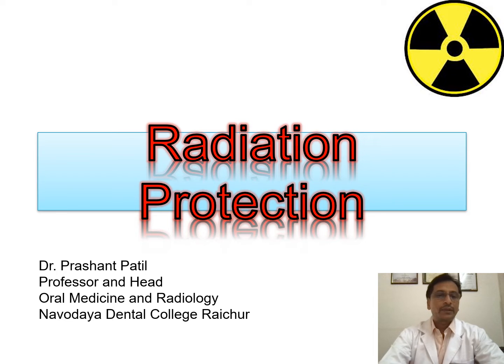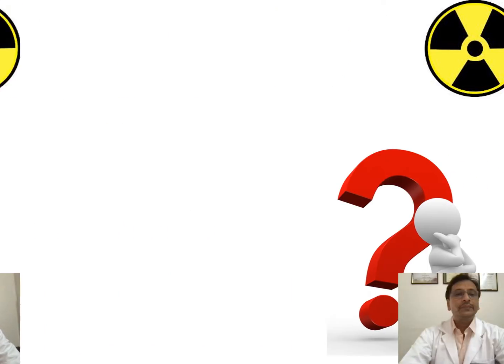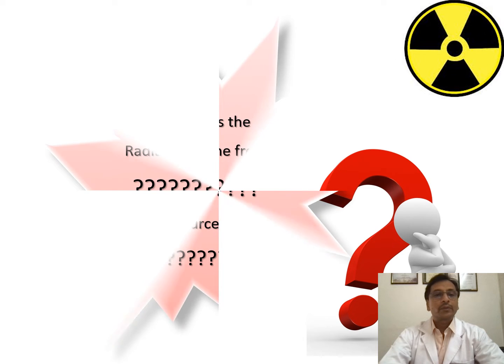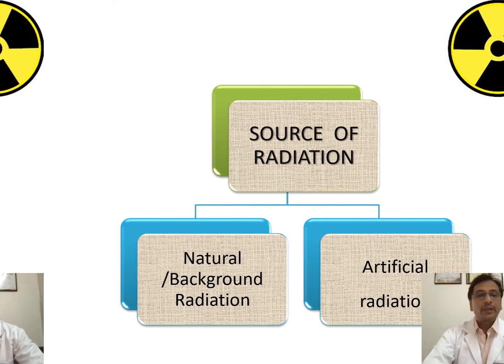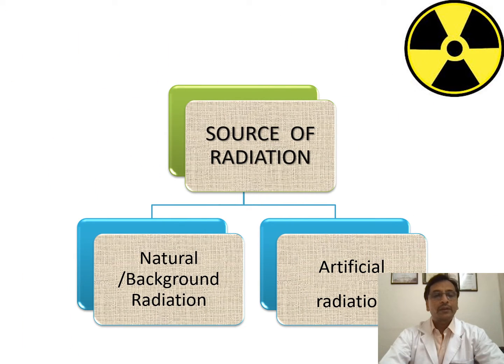Today's topic of discussion would be on radiation protection. So, the question arises, where does this radiation come from? I mean, what is the source of the radiation? Most of us already know that we are exposed to the natural source of radiation, or the background radiation, as well as the artificial source of radiation.